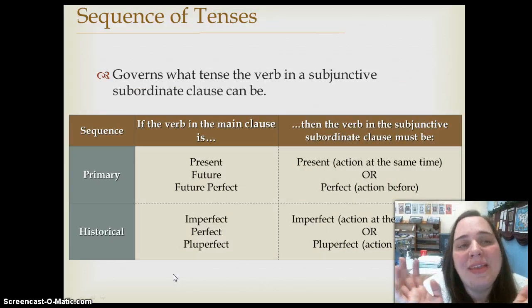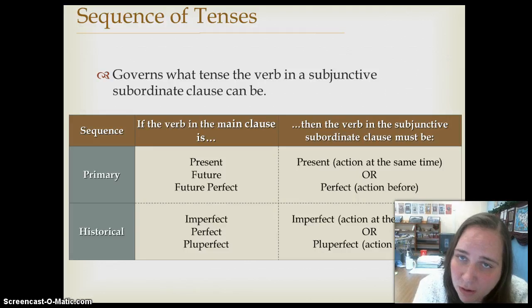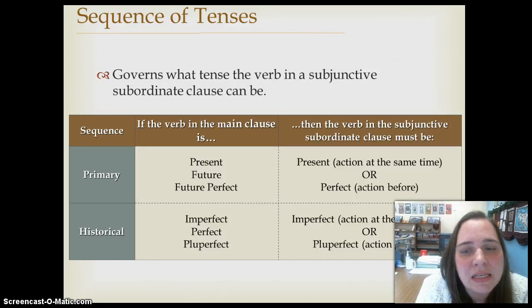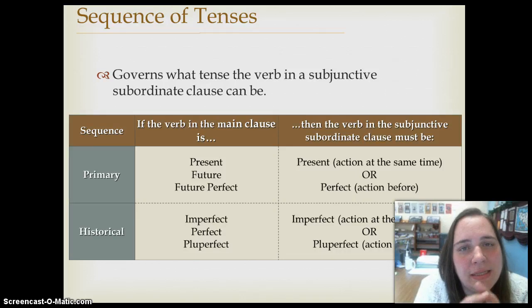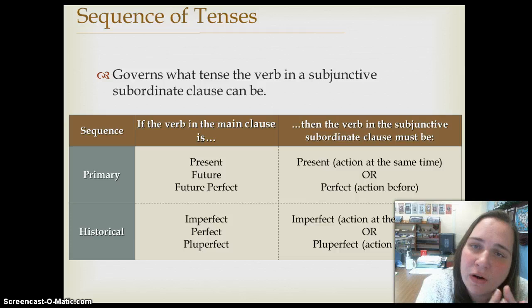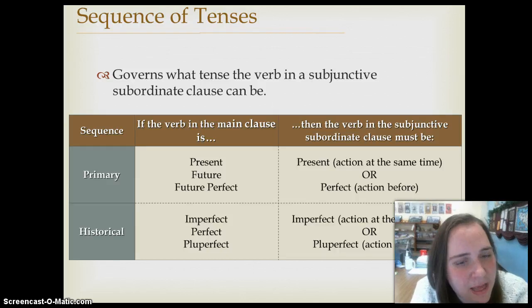Okay, so now the next thing I want to talk to you guys about, those are the forms that you guys have to learn. You have to memorize how to form the perfect and pluperfect subjunctive in the active and the passive. The next conceptual thing I want to talk to you guys about is the sequence of tenses. The sequence of tenses governs what tense the verb in a subjunctive subordinate clause can be. Depending on what the tense of the main verb in the main clause is, that will determine what the subjunctive subordinate verb can be, okay?